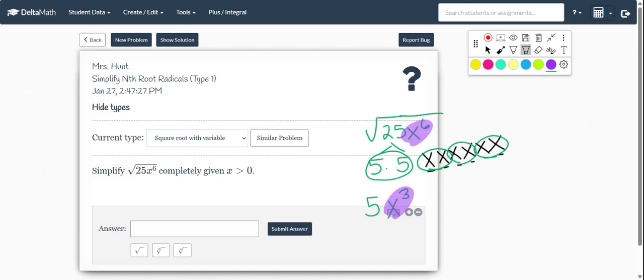Essentially, you're asking yourself, how many pairs are in x to the 6th? The easiest way to find out how many pairs are in something is to just divide that number by 2. Okay, that one wasn't so bad, but let's take a look at another problem.